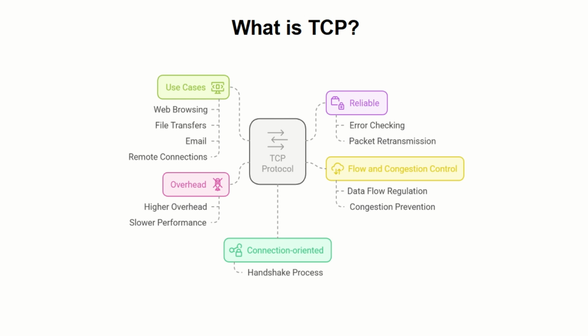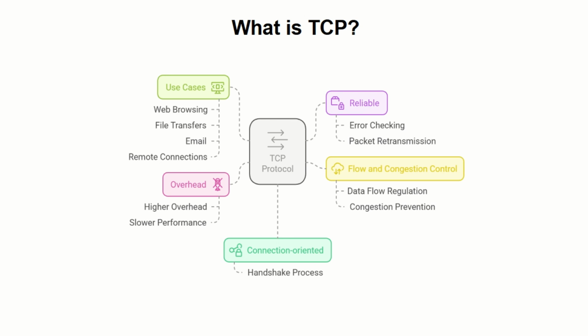It's connection oriented and reliable, with flow control and congestion control. Because of reliability, error checking, and connection establishment, TCP tends to have higher overhead and slower performance compared to UDP. Before transmitting data, a connection must be established between a sender and receiver using a handshake process.